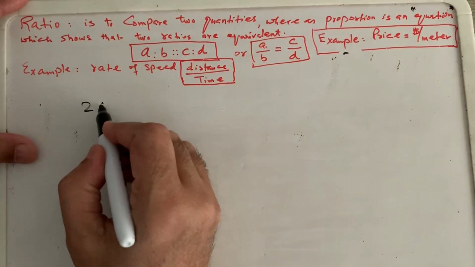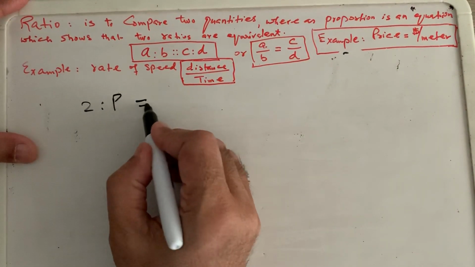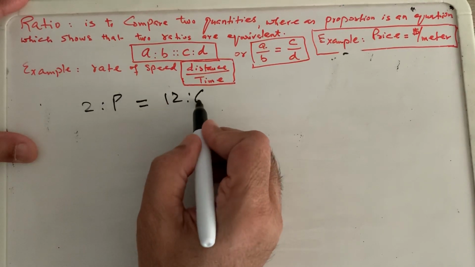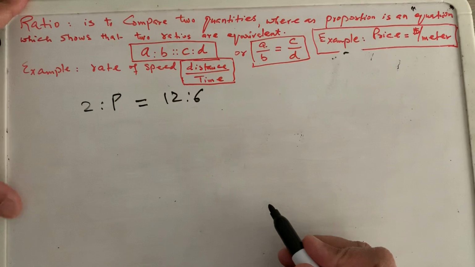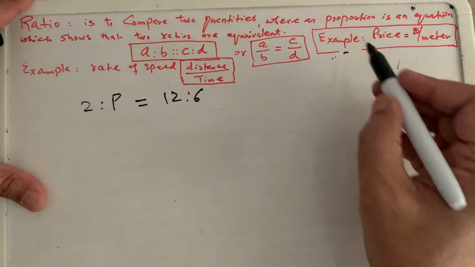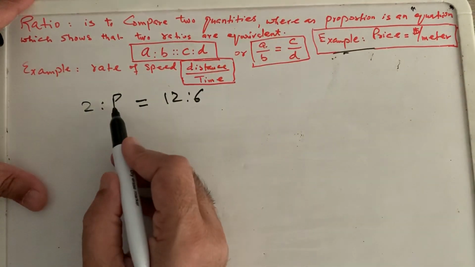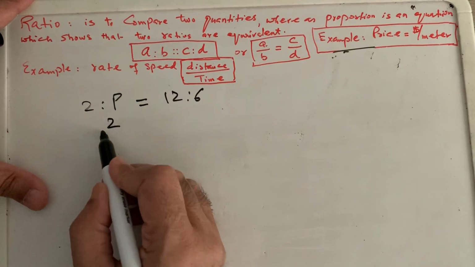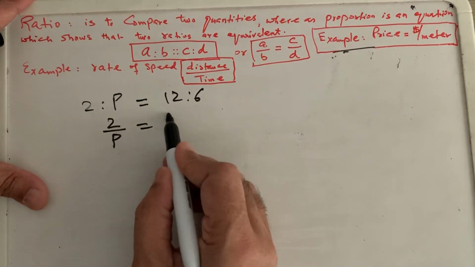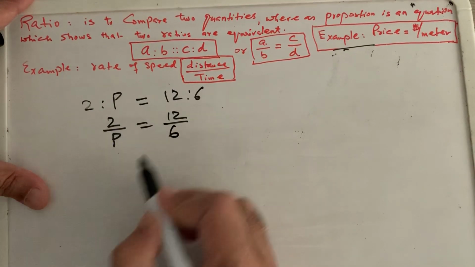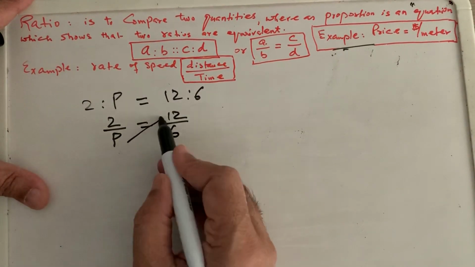So we will take a few more examples to make sure that we understand things rightly. 2 is to p is equal to 12 is to 6. What will I be doing? I will be using the isolating method, or isolating the variable, right? What variable is here? p. What is the first step? The first step is to put this ratio into fraction. So we put these two into fractions and then we cross multiply.